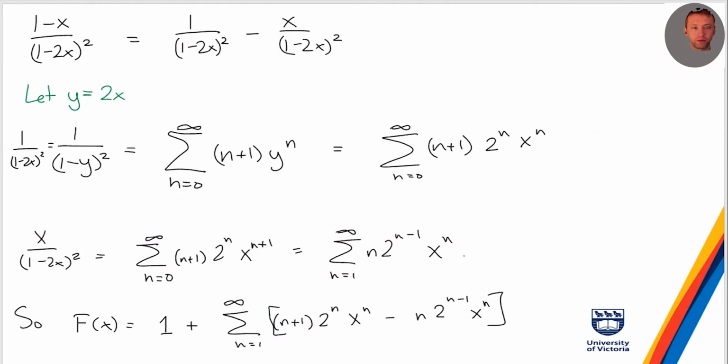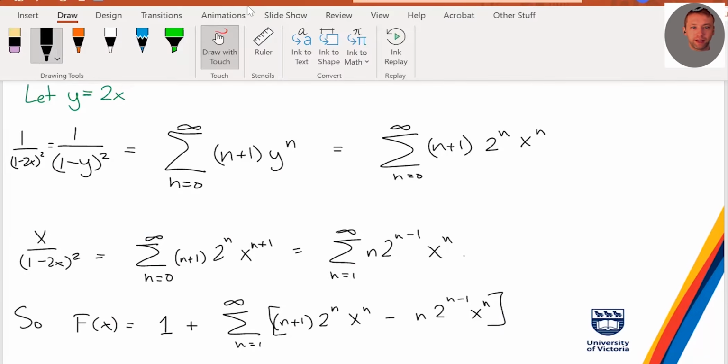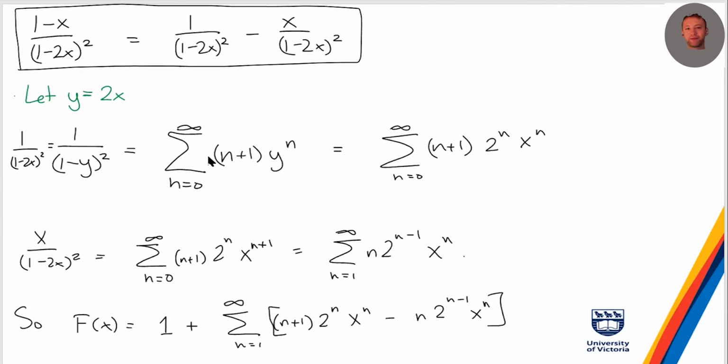So let's do that. I break this thing up into two things. And there's a natural substitution that's begging for you to do it here, right? I should let y equal 2x. So if I look at this first term, I have 1 over (1 minus 2x) squared, which is 1 over (1 minus y) squared. And that's a thing that we know how to deal with. So this is the sum from n equals 0 to infinity of (n plus 1) y to the n.